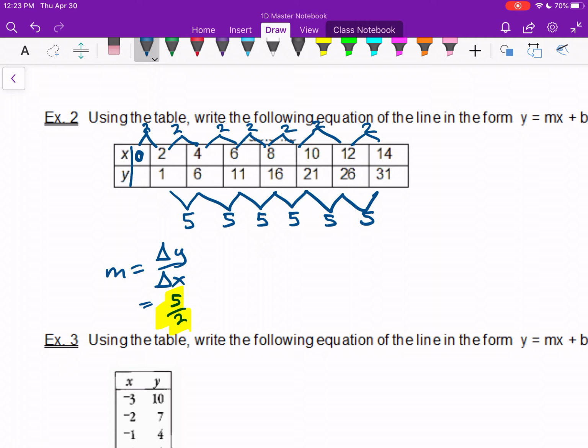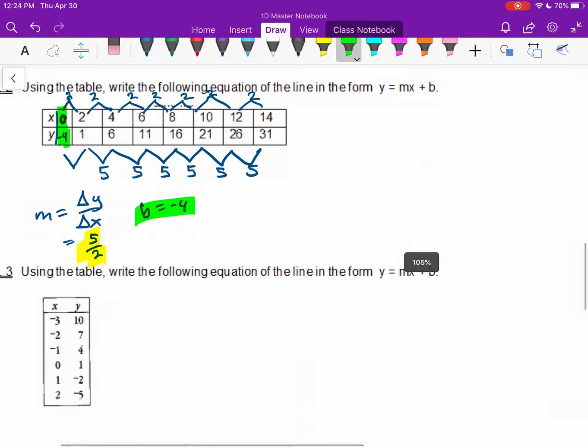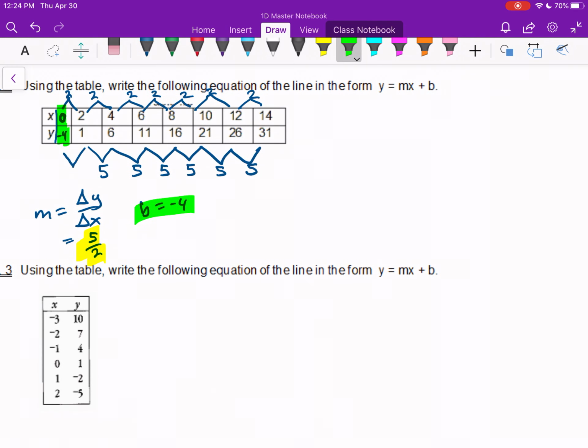So this is the one that I'm going to want, where x equals 0. And if I go down by 5 from 1, that'll take me down to -4. So I get my y-intercept that way. So the y-intercept is -4. Another way I could have done it, though, let me just finish this equation off, and then I'll show you the other way. So y equals 5 over 2 x minus 4, right?